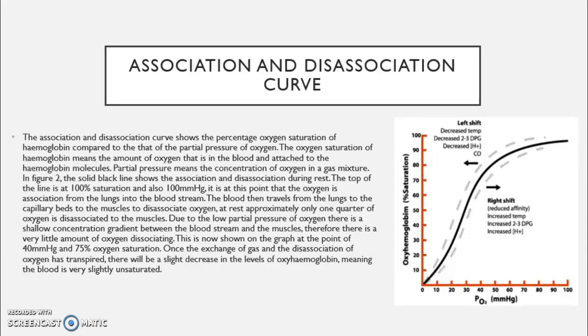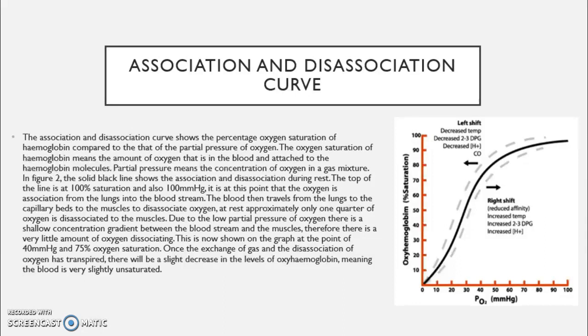And as you can see in the diagram, the solid black line, which goes up the graph, shows the association and dissociation during rest. So the top of the line is 100% saturation, and also 100 mmHg, which stands for millimeters of mercury, which is a measurement of pressure. So at this point, the oxygen is associated from the lungs and into the bloodstream. So the blood will travel from the lungs to the capillary beds and then to the muscles to dissociate oxygen.